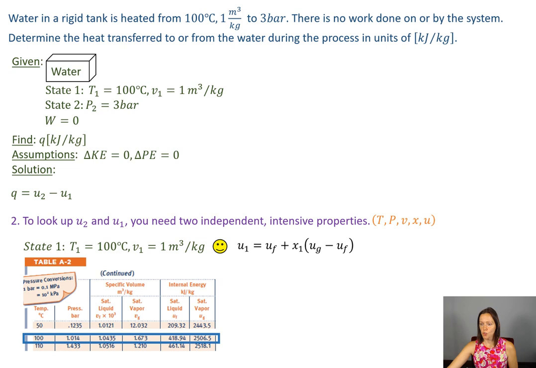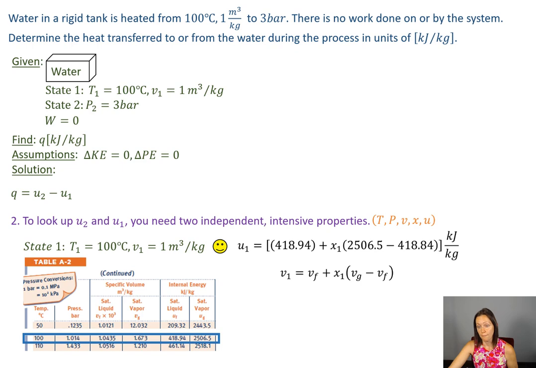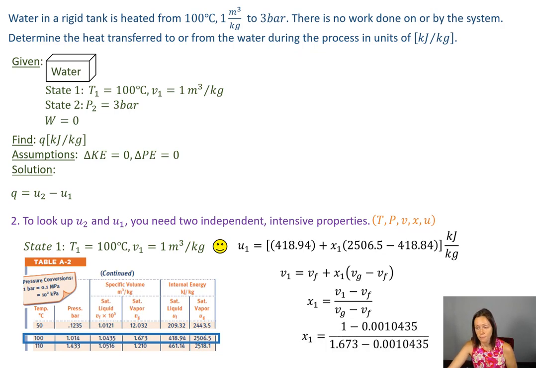Great. So I can pull U sub F, which is 418.94, and U sub G, 2506.5 kilojoules per kilogram. I could pull those right off the saturated tables, but I don't know quality yet. I need a way to find quality. Well, because I'm two-phase, I know that my specific volume is also a function of quality. I know V1, and I can pull V sub F and V sub G off my tables, and I can go ahead and solve for my quality.